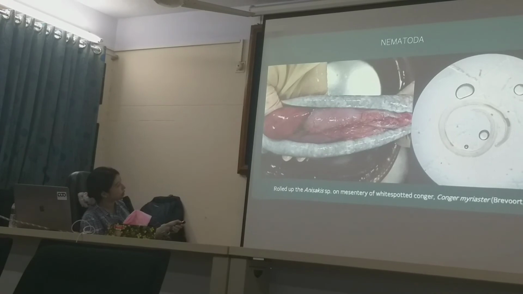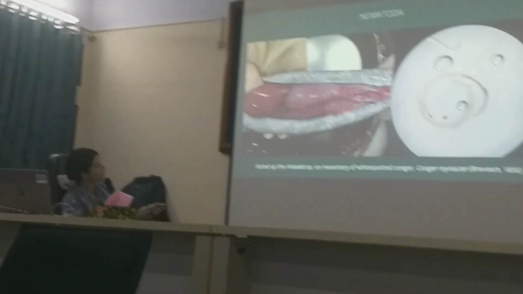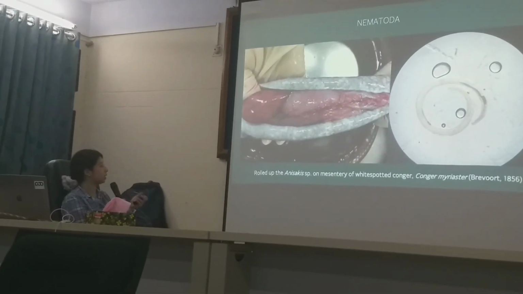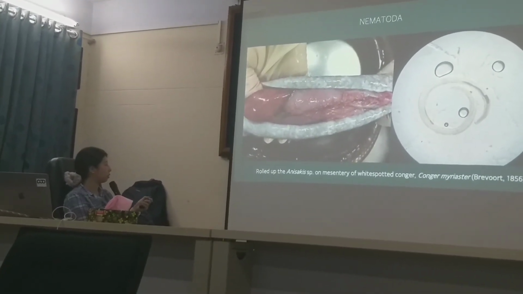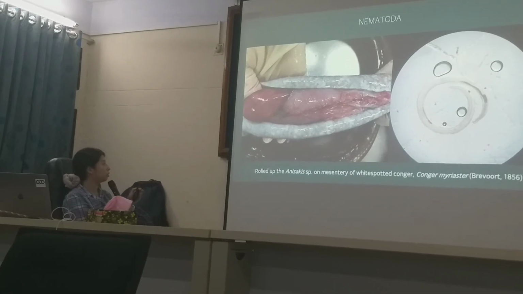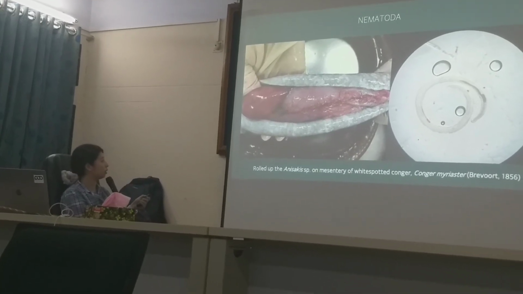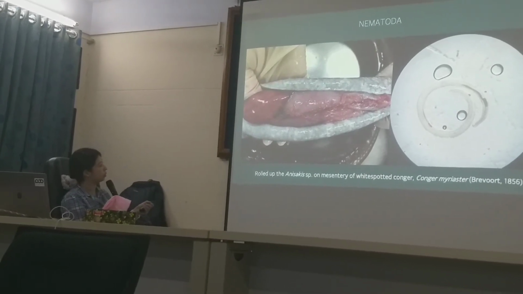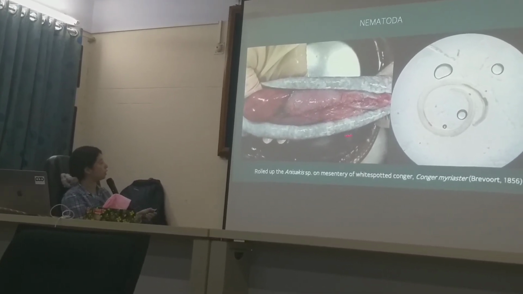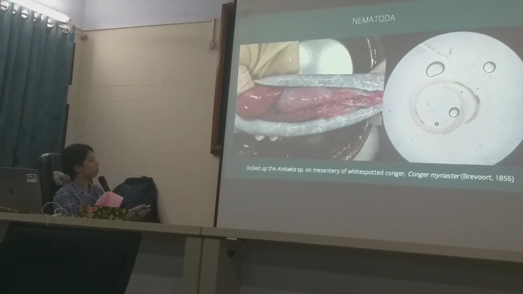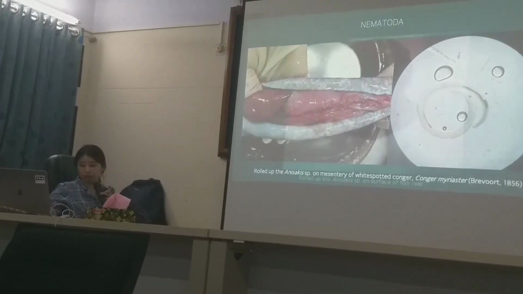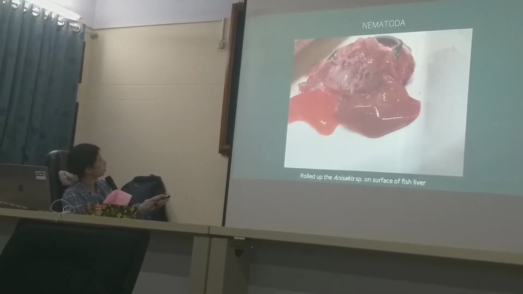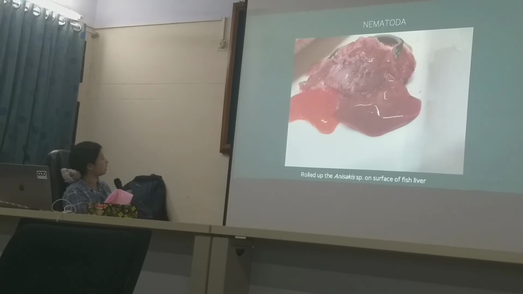And you can see they have no organs, this nematode. Because the anisakis uses whales or sea lions as the final host, the fish will be the intermediate host for the larval nematode. So as you can see, in the liver also, they have the anisakis.